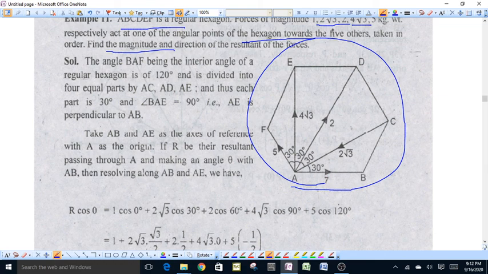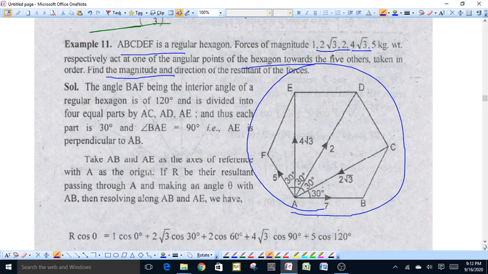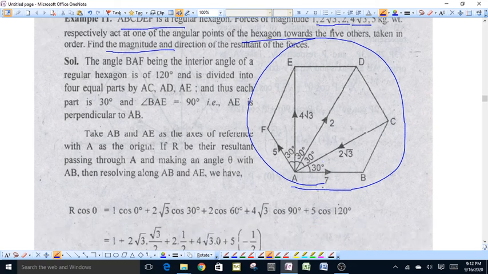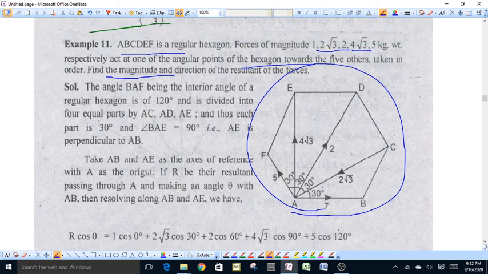We are given: 1 kilogram weight acts along AB, 2√3 along AC.